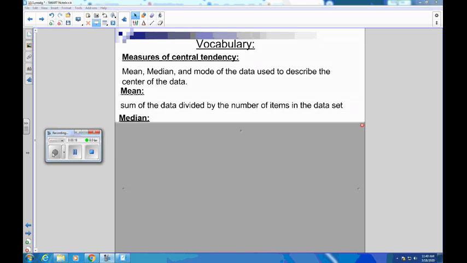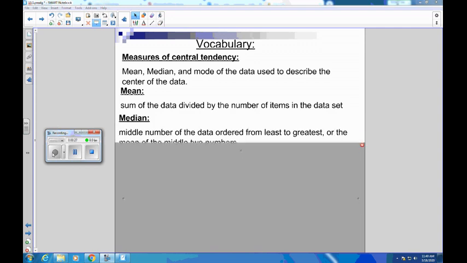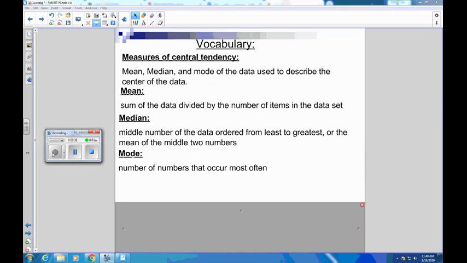So mean is the sum of all the data, so all the data added together, divided by how many numbers there are, or items, in the data set. The median is the middle number, right smack dab in the middle. The important thing about median is that the data has to be ordered from least to greatest. And then the mode is the number or numbers that occur most often. Mode is the best.